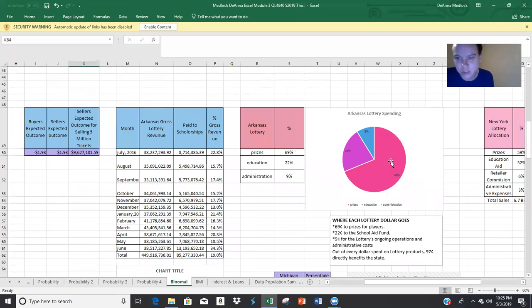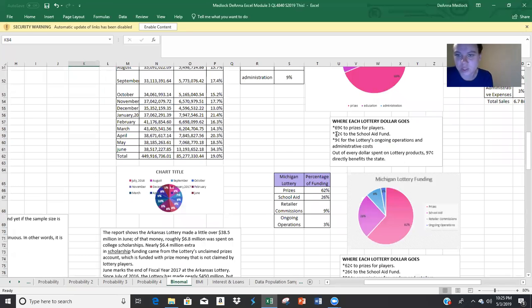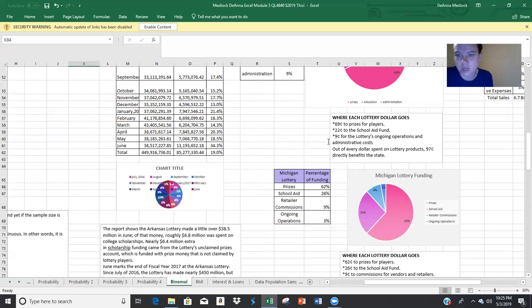So in Arkansas, for every dollar that is spent, 69 cents goes to prizes for players, 22 cents to the school aid fund, and 9 cents for the lottery's ongoing operations and administrative costs. So out of every dollar spent on lottery products, 97 cents directly benefits the state.